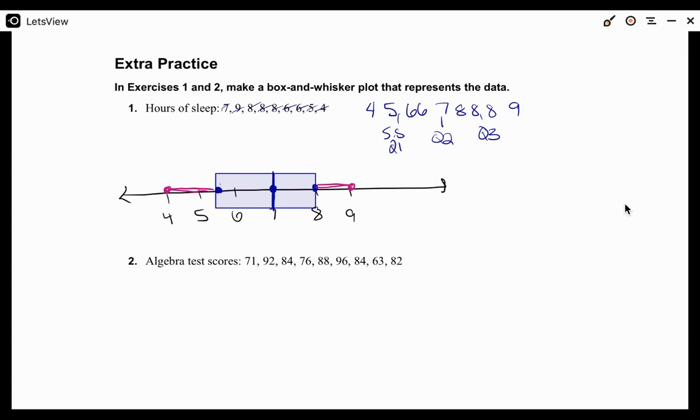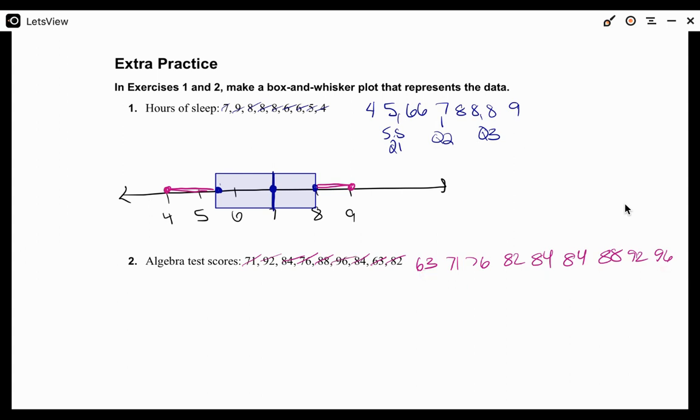Okay, rearranging our algebra test scores. So we start with the smallest. So our smallest number is 63. Going up from 63, we got 71, 76, 82, 84, 84, 88, 92, 96. So our range goes all the way from 63 to 96.